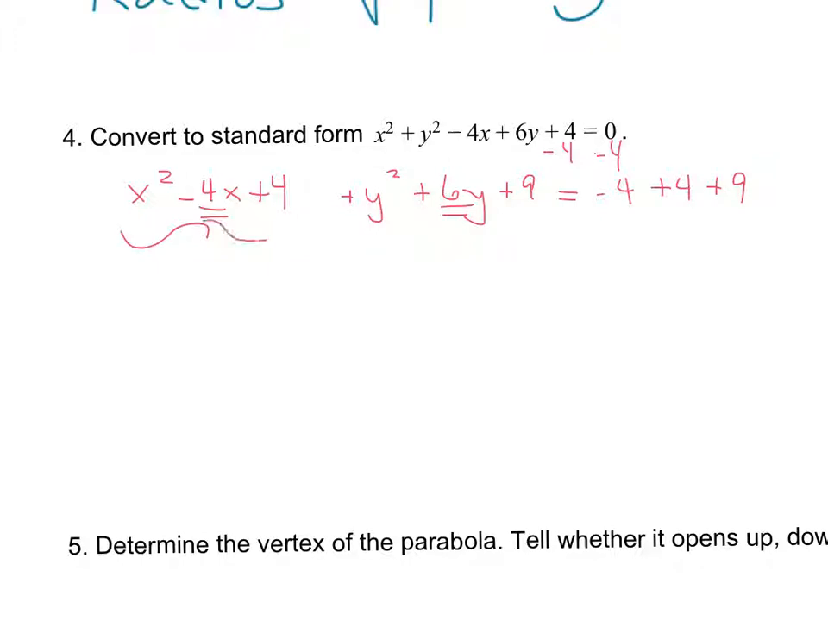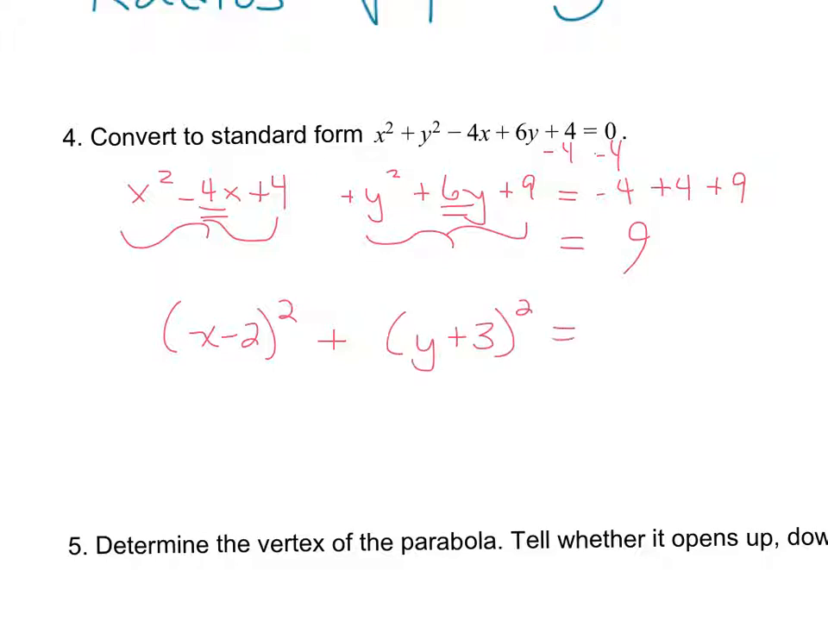So the nice thing about this is these three should factor, these three should factor, and then this side just equals 9. So if I'm looking at x squared minus 4x plus 4, I'm looking for two numbers that multiply to positive 4 and add to negative 4. That would be x minus 2 twice, so that's x minus 2 squared. I'm looking for two numbers that multiply to 9, add to 6. That would be y plus 3 squared, and then equals your 9.